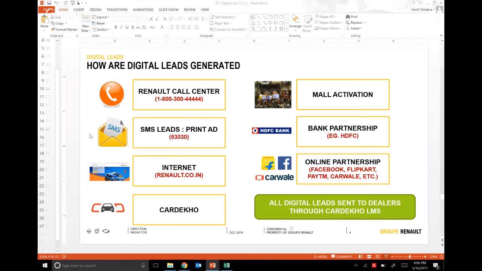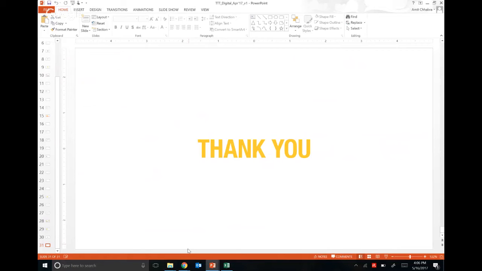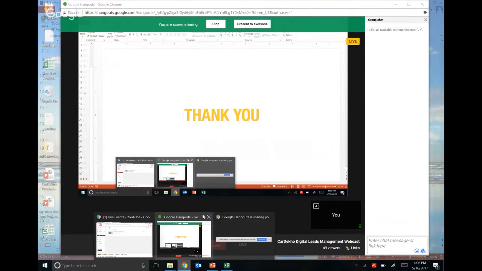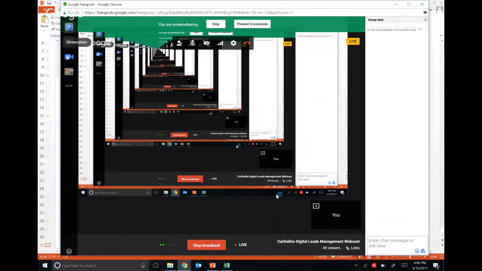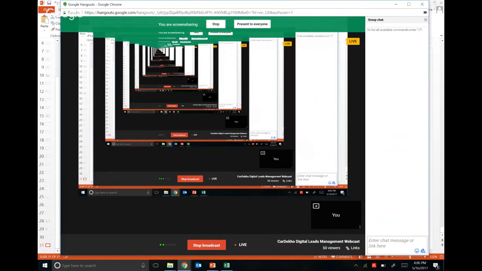Because there have been many concerns regarding DMS, deduplication of leads, and the updation of leads, I would like to say a little more about that. How should we update the lead? We all know that earlier we were using LMS for our lead updation. Renault DMS is up and running very efficiently.